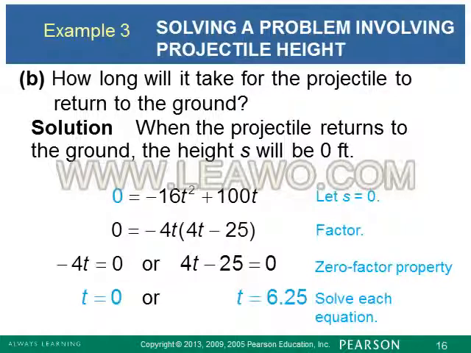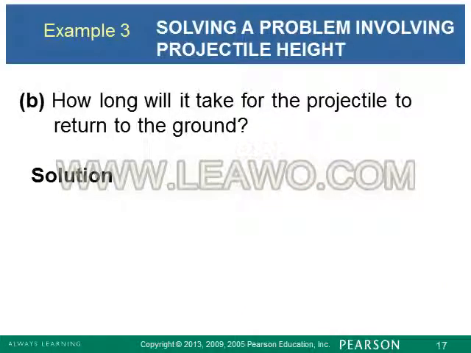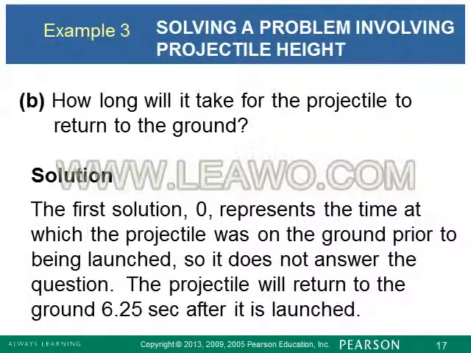The first one is 0, but think about it, that would be the value or the time before it shot off. Okay, at 0 seconds it's still on the ground. Then it goes up in the air. When it comes back to the ground, it's 6.25 seconds later. So if it's asking when would it return to the ground, the only answer we choose from these is 6.25 seconds. Okay?